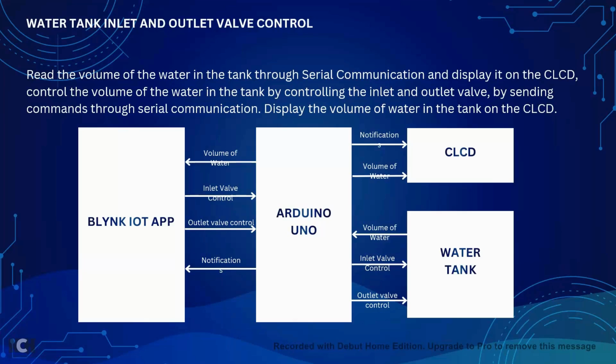So this is the block diagram of the water tank inlet and outlet valve control. It includes Arduino Uno, Blynk IoT app, CLCD and water tank. So the necessary information is taken from the water tank, then it is processed by the Arduino Uno board. The necessary output is taken from the CLCD and through the Blynk IoT app. Through the Blynk IoT app, we can also control our inputs.